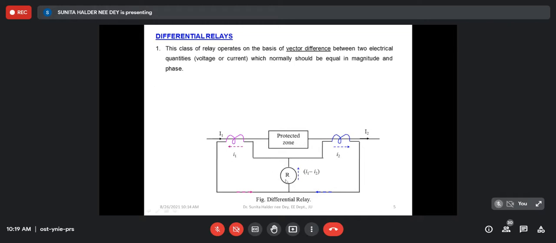As shown in the figure, say these two are CT currents, these two CT currents are fed to the relay, and the net current is I1 minus I2. So I1 minus I2 under normal condition will be 0. Why? Because the CT ratio and setting will be in that way. For a particular current of I1 and I2, small i1 and i2 will be equal for the normal condition.